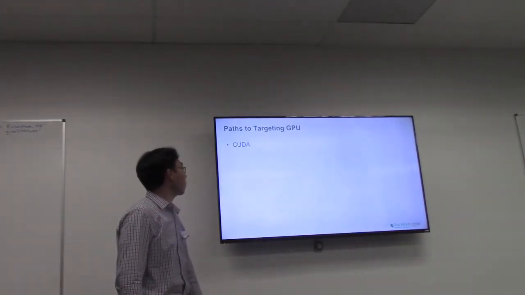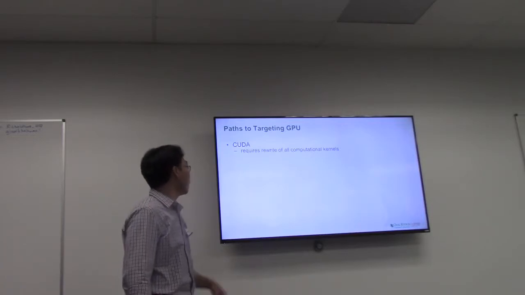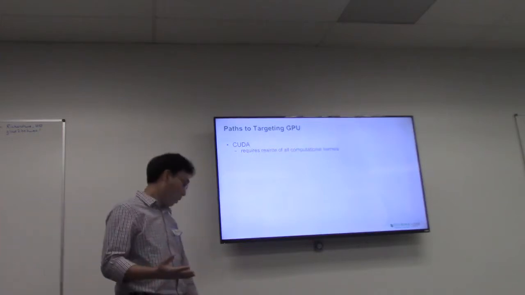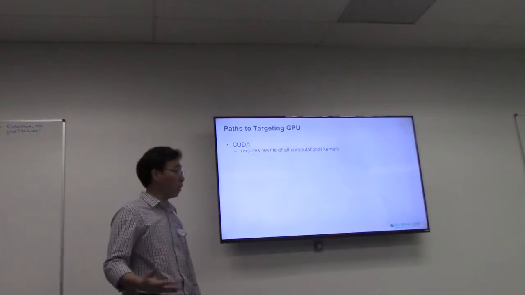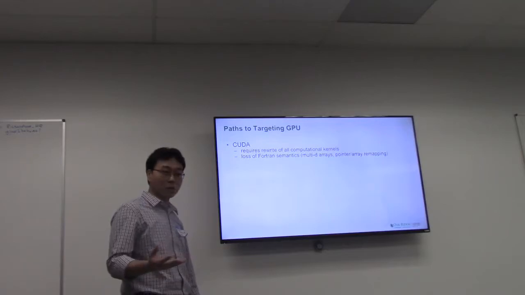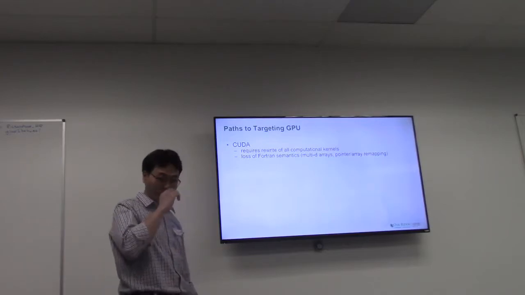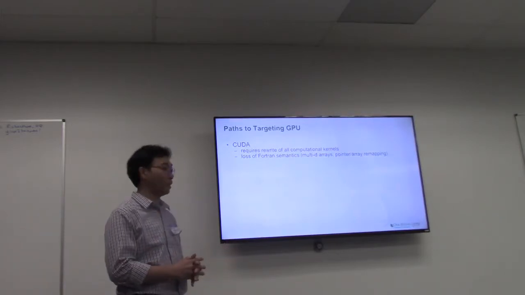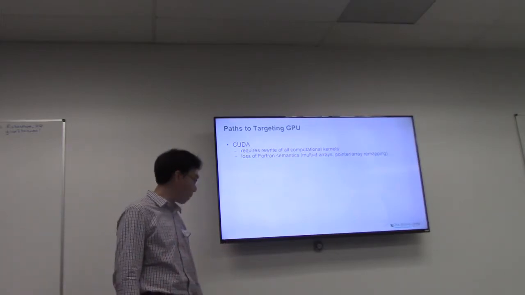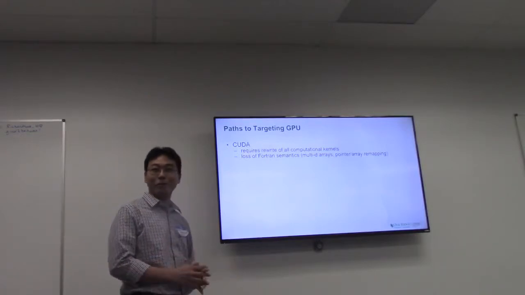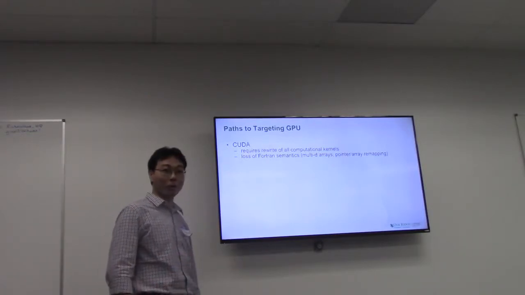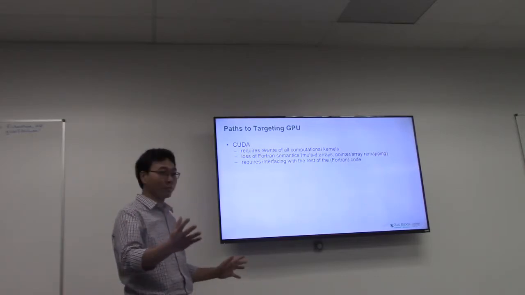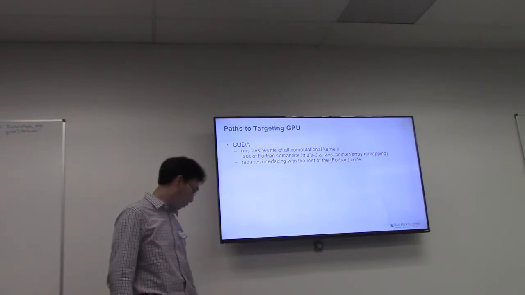So we looked at several paths for how we can use GPUs. Looking at CUDA, it would require us to rewrite most or all of our computational kernels, and it also leads to loss of the Fortran semantics that we very much love, such as multi-dimensional arrays, pointers, and remapping. Both of us are very well versed in Fortran, and we don't really want to go down that path. Also with CUDA, you then have the rest of the Fortran code that we have to interface with.